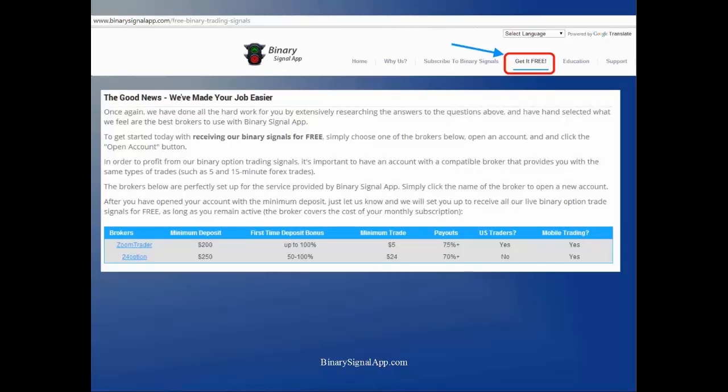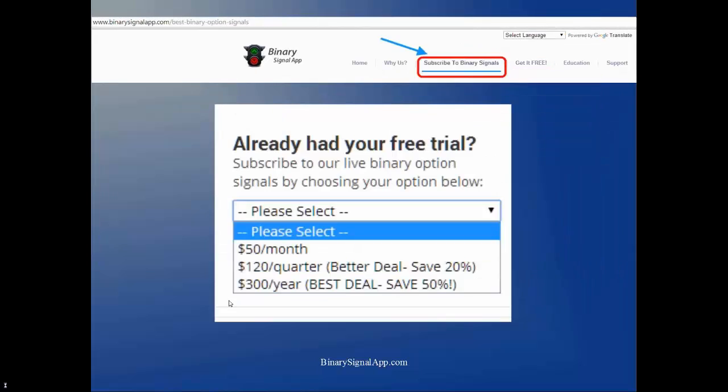Now, for those of you who already have a broker that you're happy with, or you don't want to open a new account for whatever reason, the other option is to subscribe directly. Again, you go to binarysignalapp.com and click on Subscribe to Binary Signals, instead of Get It Free. Near the top of the page, you'll see this section that says, "Already had your free trial? Subscribe to our live binary option signals by choosing your option below." Then there will be a drop-down menu, and when you click in it, you get 3 choices.